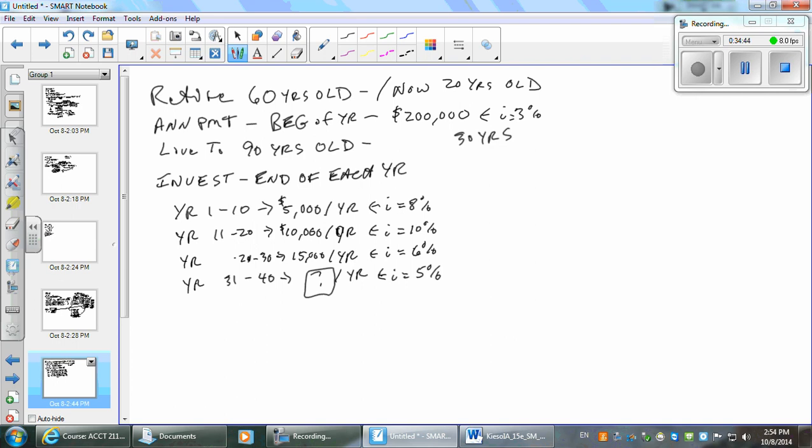Let's see how it works out. The way I wrote this problem, I'd have to work it before I get it to you guys. But let's see what that does. And the interest rates are all over the map. Now, what are you going to have to do when you calculate these, though?